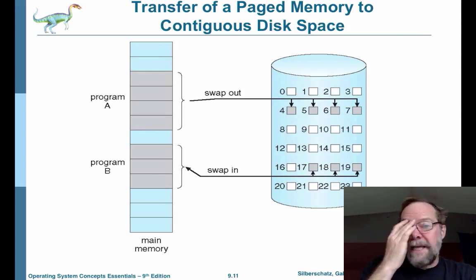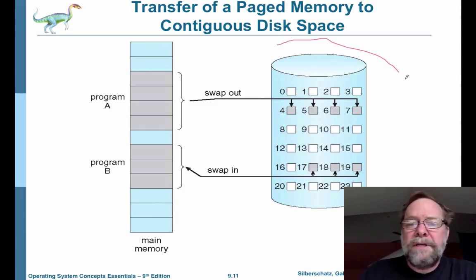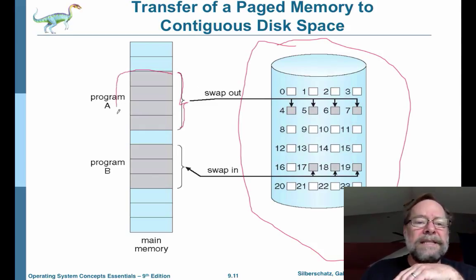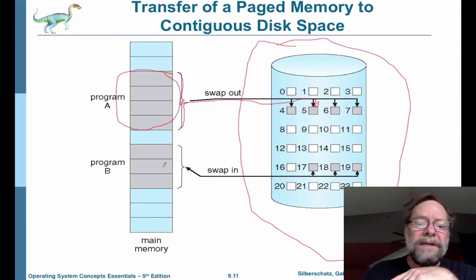So here's the basic idea, again in our diagram taken from the book. On the hard drive, you've got a whole bunch of pages that are sitting there, in this case numbered 0 through 23. One of the things that we will talk about in a little bit is swapping out and swapping in. When we swap out, that means you're going to take some of the pages that belong to one program, like program A, and move them from the RAM back onto the hard drive. That's a swap out. A swap in goes the other direction.